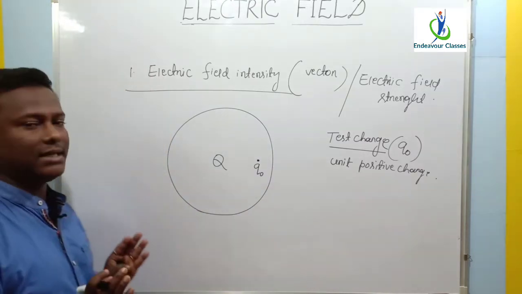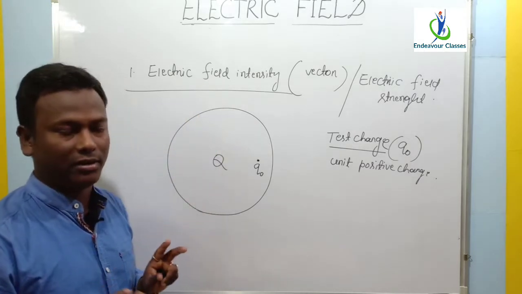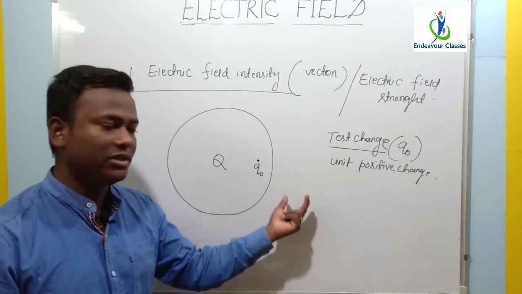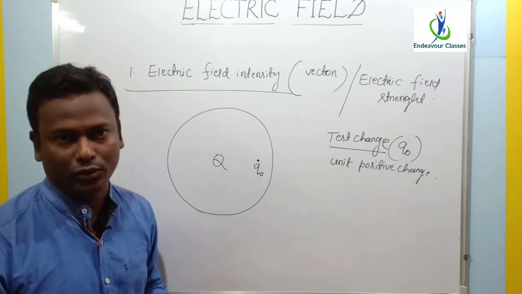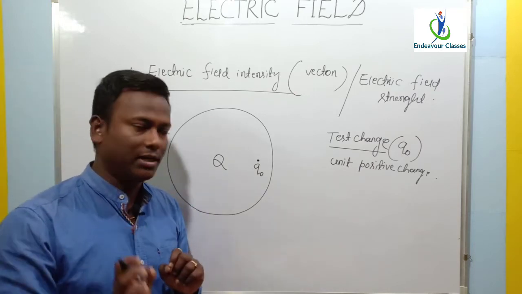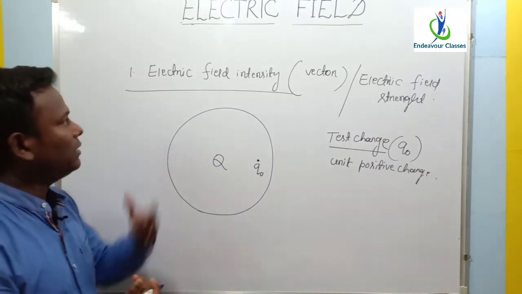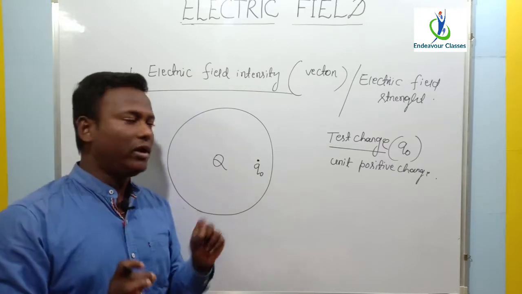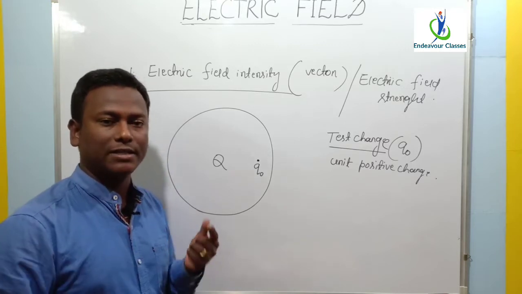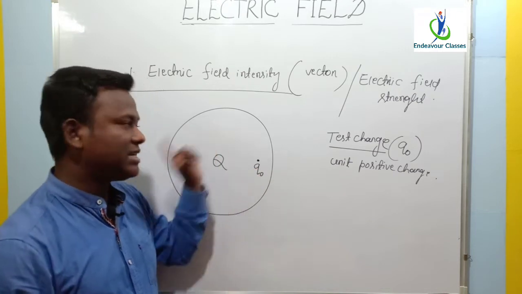So the electric field intensity is calculated at any point inside an electric field, because outside the field there is no meaning of electric field. The field will be zero, so the field strength will also be zero. So the definition will be: the electric field intensity at any point inside an electric field is the amount of force experienced per unit positive charge or a test charge placed at that point.